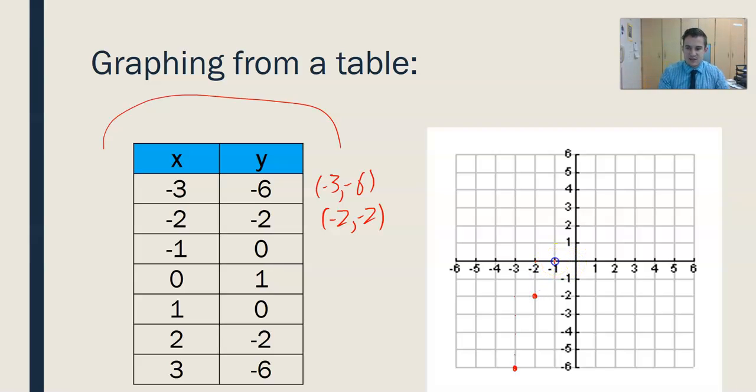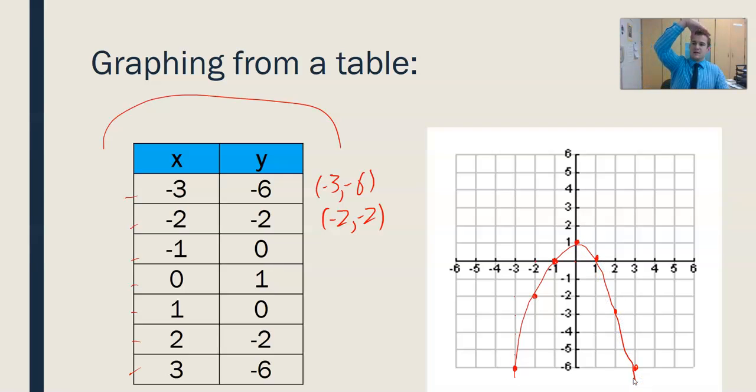Negative 1 in the X direction, 0 in the Y direction. 0 in the X direction, 1 in the Y direction. 1, 0. 2, negative 2. 3, negative 6. So those would be each of these points in this table. If I wanted to draw a little curve over this, it's going to look something like that.